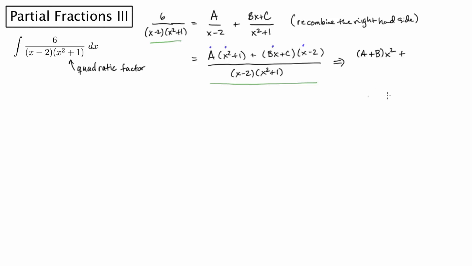Similarly, if I scan through and look for the coefficients of x, there's none out of this first term, and here I get Cx, and here I get minus 2Bx. So C minus 2B times x, and then the constant terms that are left are A from the first term and minus 2C from the last term. So A minus 2C. So this represents the numerator for this particular problem, and so this creates a system of equations.